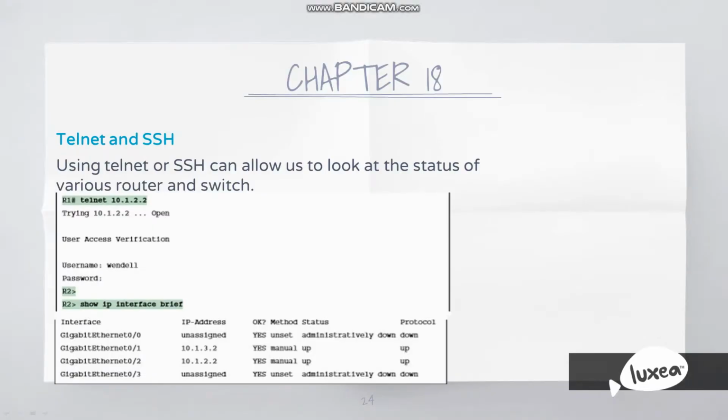Let's learn about Telnet and SSH. Ping and traceroute are very good commands, but these two commands tell us nothing about the operational state inside the various network devices, and using Telnet or SSH can allow us to look at the status of various routers and switches.